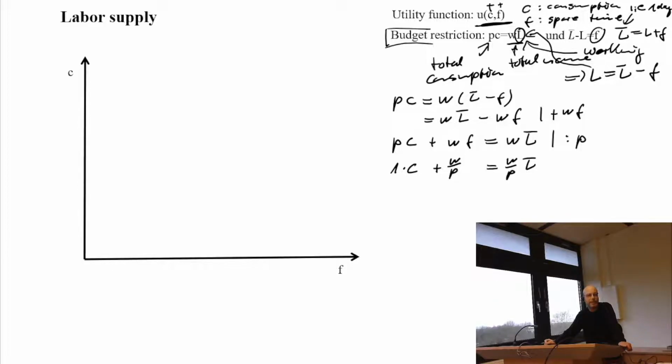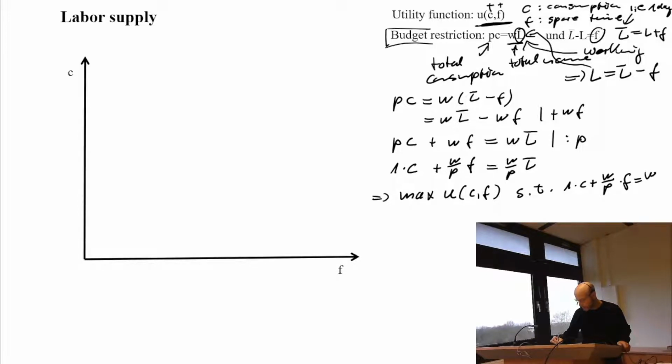So what is now our maximization problem? Our maximization problem is now: maximize U of C, F, subject to 1 times C plus W over P times F equals W over P times L bar. And I hope that you now already see that you have done something similar. If I change just the variables, you will see that this is definitely the same as what you have done, I think, half a semester ago.